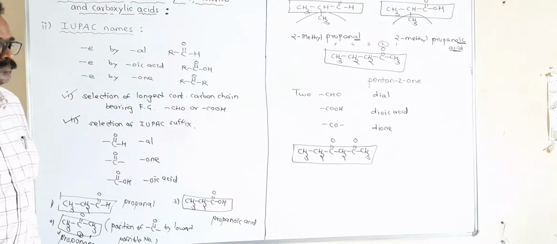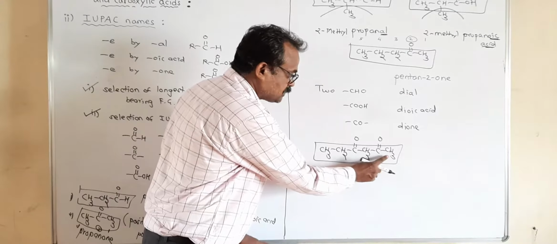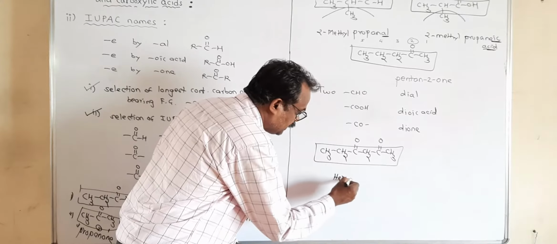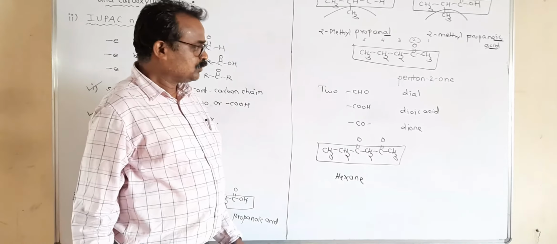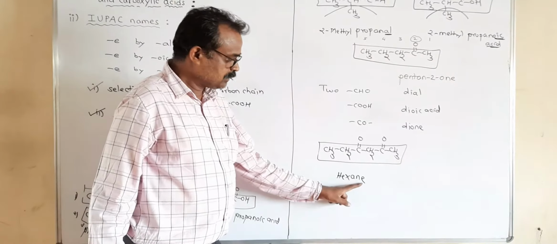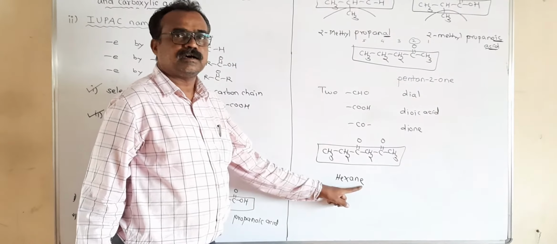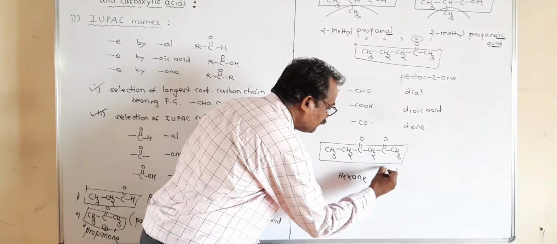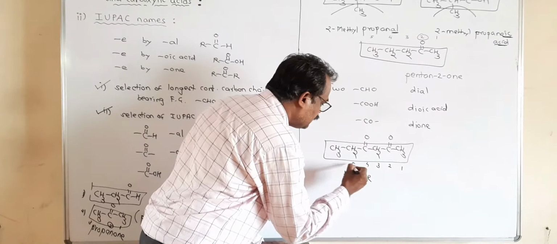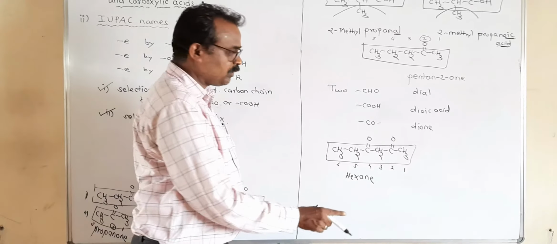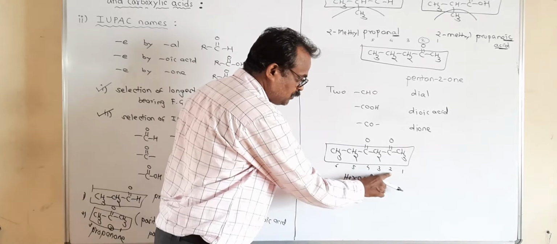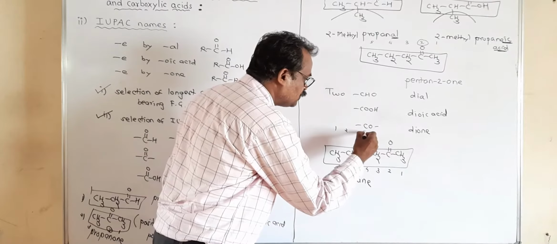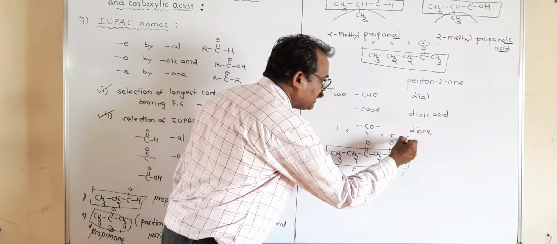having two CO groups. In this case, the total carbons in the chain are 1, 2, 3, 4, 5, 6. So a 6 carbon alkane is known as hexane. In case of two or more groups, the E is written as it is, and the positions of these groups are indicated by the lowest possible numbers. If we number this from this end, we get 1, 2, 3, 4, 5, 6. Or if we number from this side, 1, 2, 3, 4, 5 and 6.